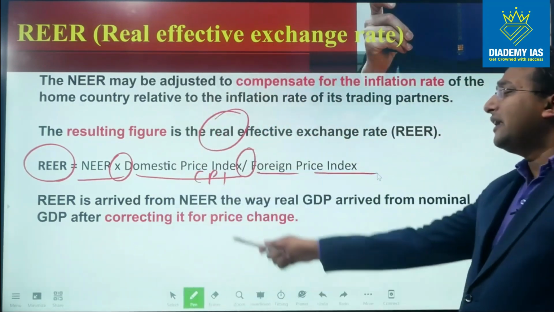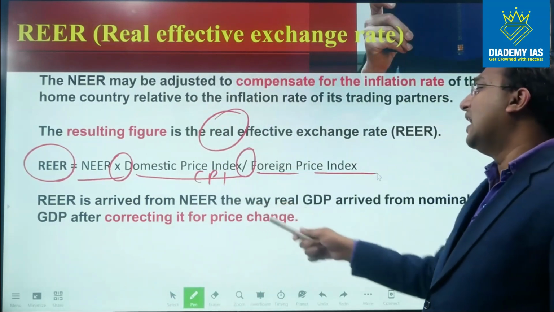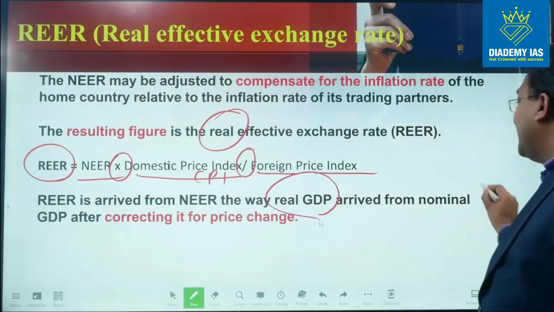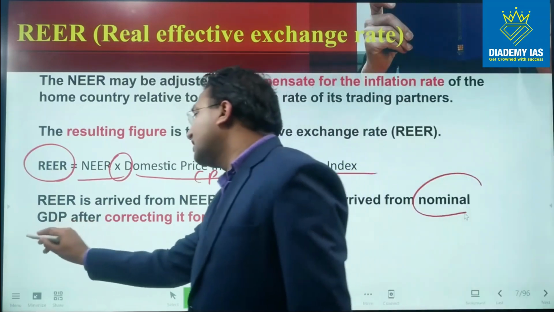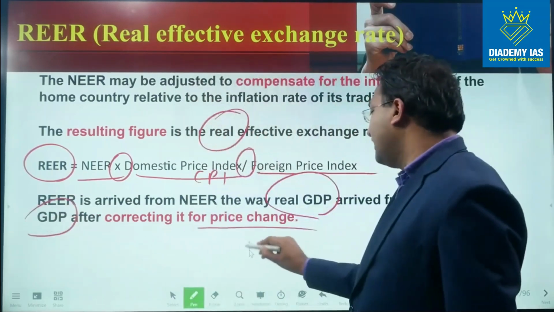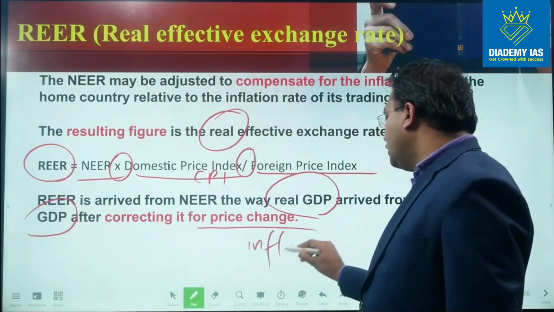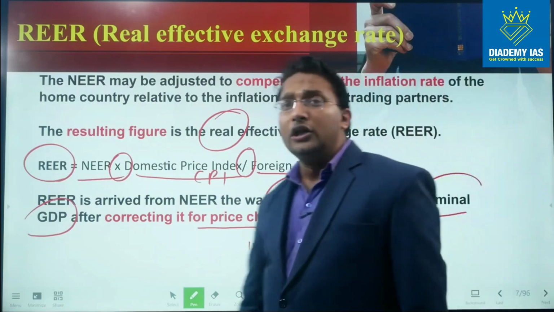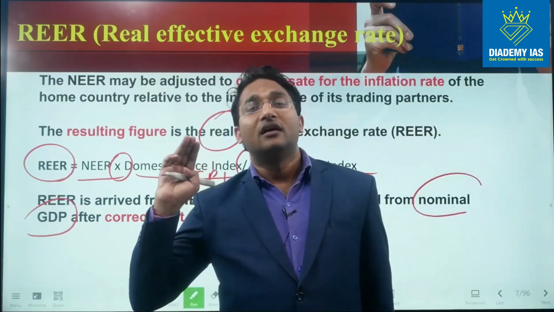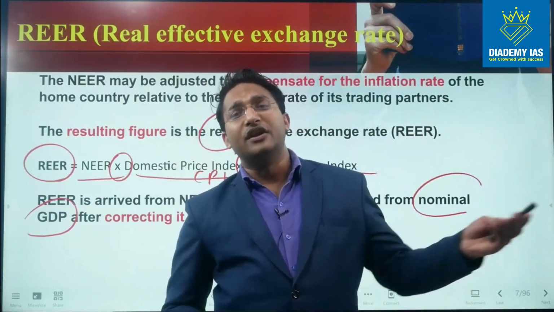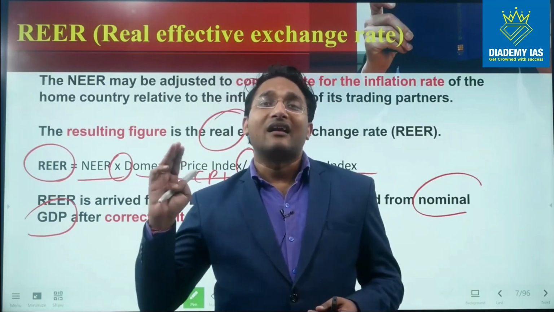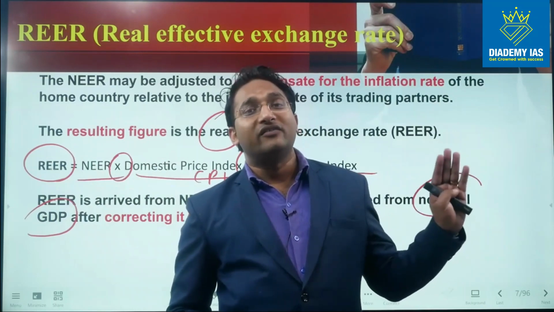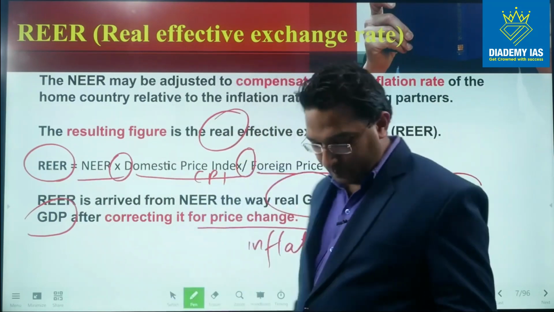Now, REER is arrived from NEER the way real GDP is arrived from nominal GDP after correcting it for the price change, that is the inflation, right? So I already told you it is the same thing. Just like we calculate the real GDP from the nominal GDP, similarly the real effective exchange rate is calculated from the nominal effective exchange rate, right?